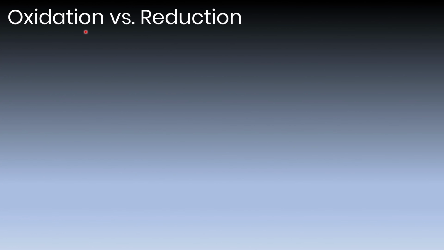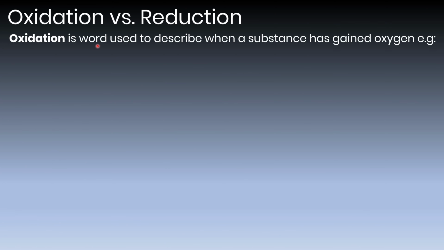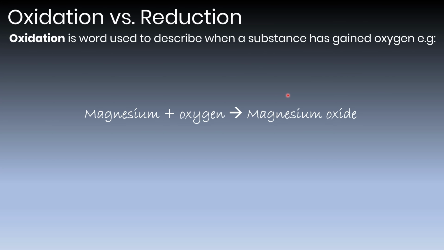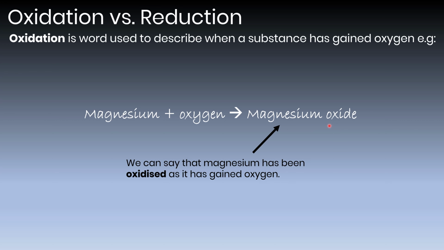Finally, we're going to look at the key terms oxidation and reduction. Oxidation is a word used to describe when a substance has gained oxygen. Let's look at an example. When we formed magnesium oxide, we can see at the start of the reaction the magnesium did not have oxygen, whereas at the end we can see that it's gained oxygen as it's formed the compound magnesium oxide. So therefore, we can say that magnesium has been oxidized because it has gained oxygen.